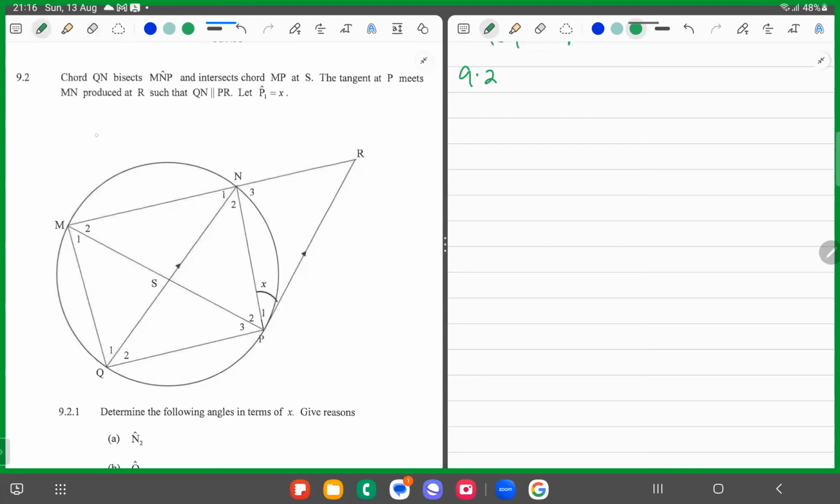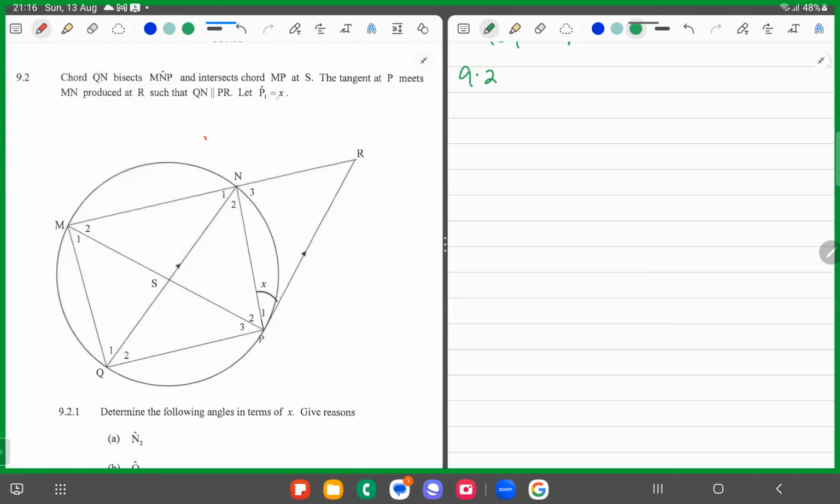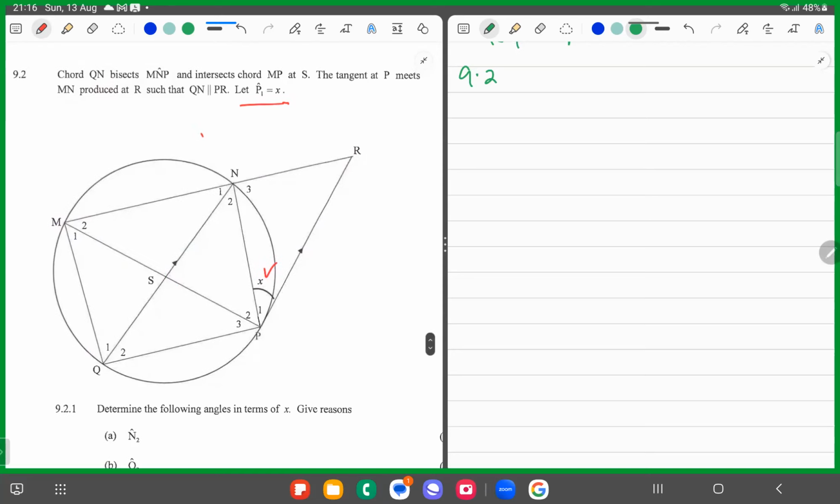The examiner here gave us some information. It said let P1 be x. So we have that angle P1 is actually equal to x. Okay, we can see that. Now we continue and we answer the questions.